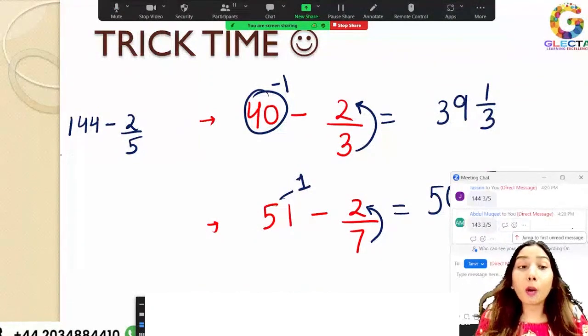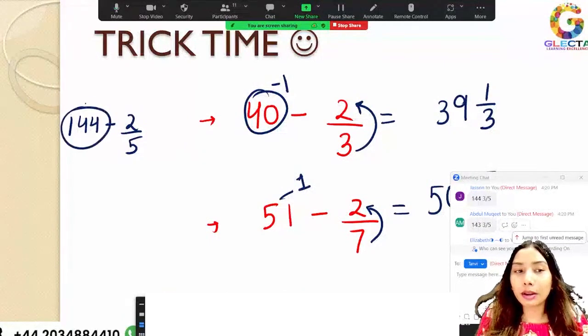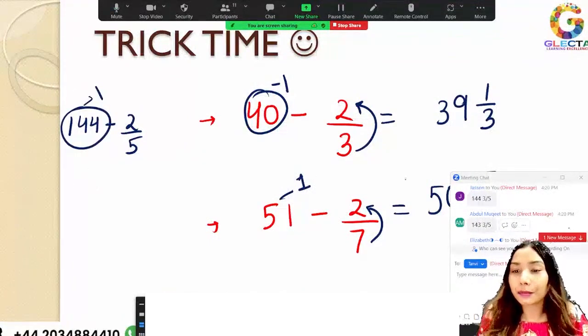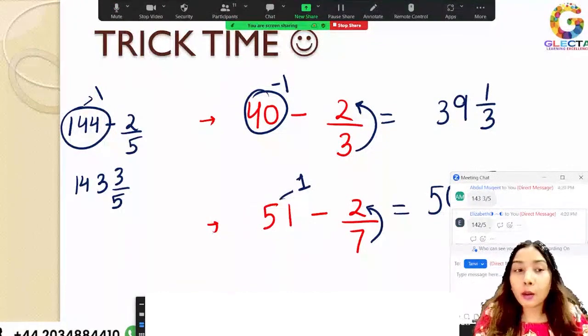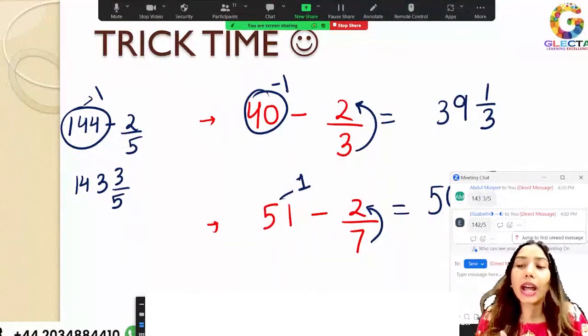No, Jason, we always take away 1 from the whole number, okay? Remember the rule. It's going to be 143 3/5. Now, Elizabeth, we always take away one, all right? We don't take away any more number. We just take away always one.